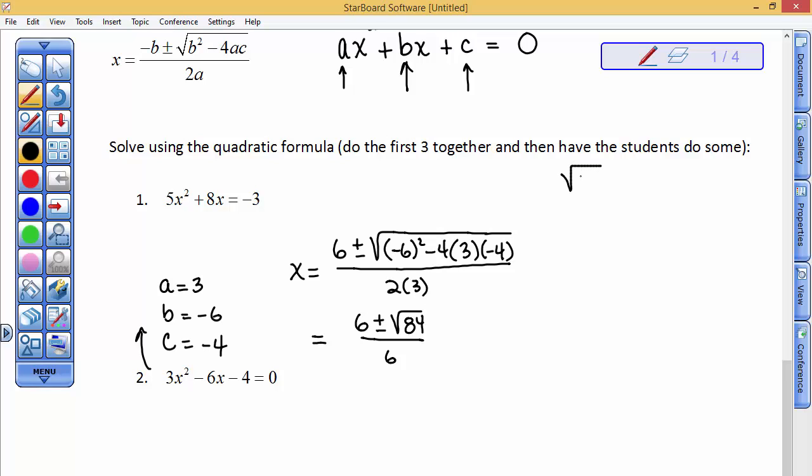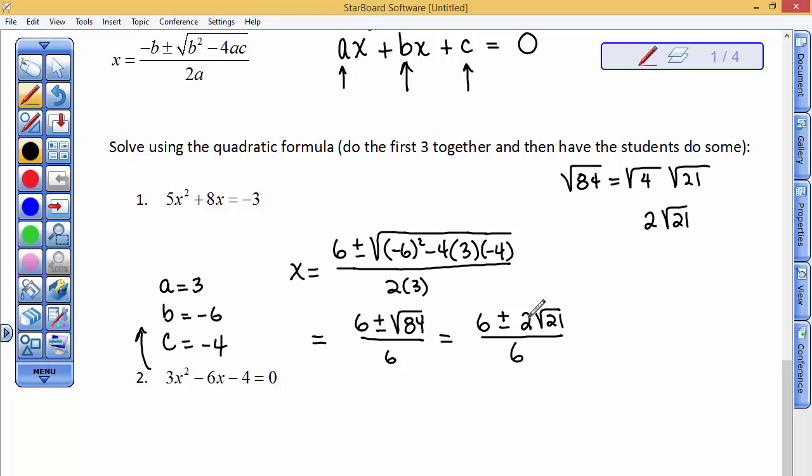We have learned to simplify the square root of 84, and what I'm looking for is two numbers that multiply to be 84, where one of them is a perfect square, and I think 4 is the only number, because 4 times 21 is 84. So the square root of 4 is 2 times the square root of 21. So this problem can be reduced a little bit, because the square root of 84 is 2 times the square root of 21 all over this 6.